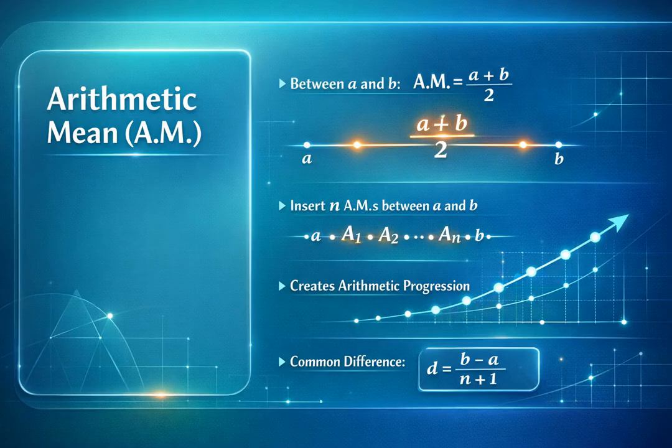The arithmetic mean between two numbers a and b is simply a plus b over 2. We can insert n arithmetic means between a and b, creating an arithmetic progression. The common difference becomes d equals b minus a over n plus 1.